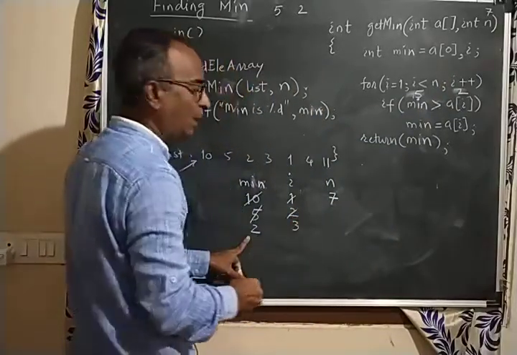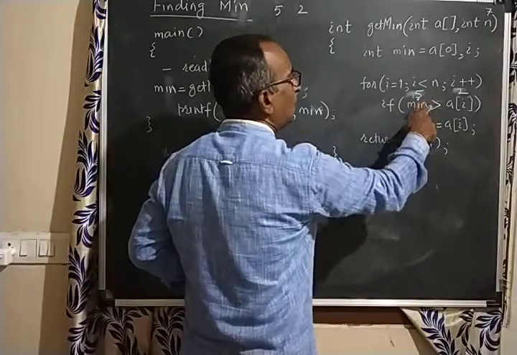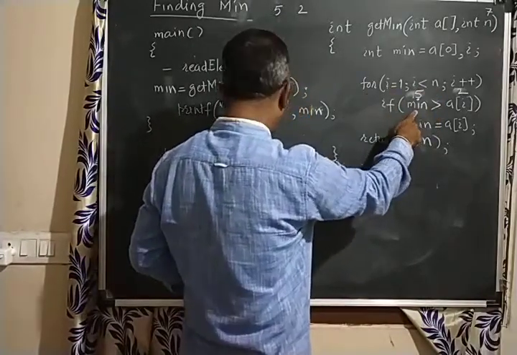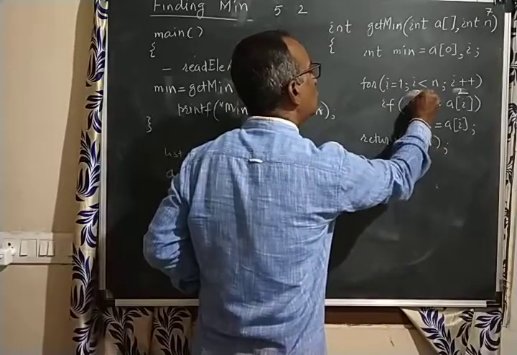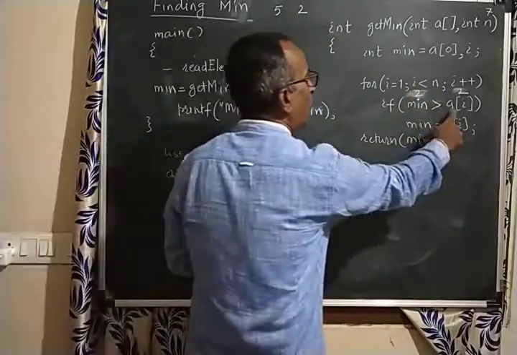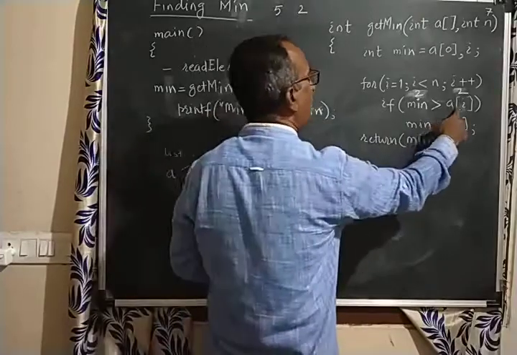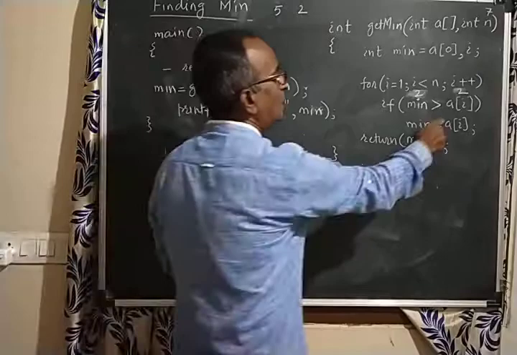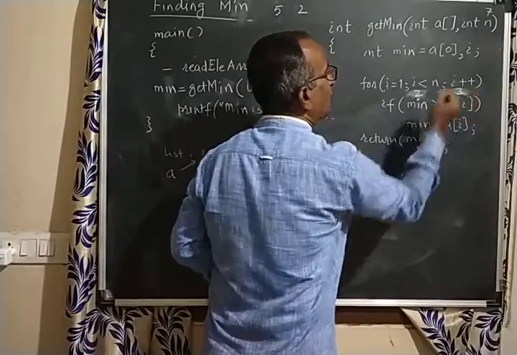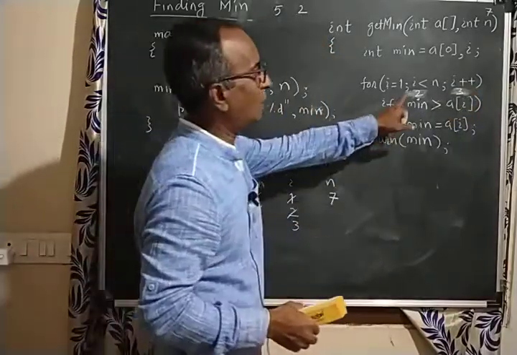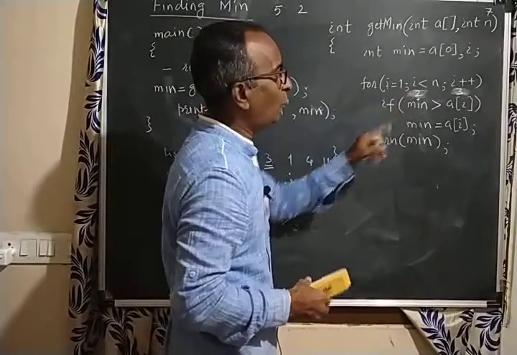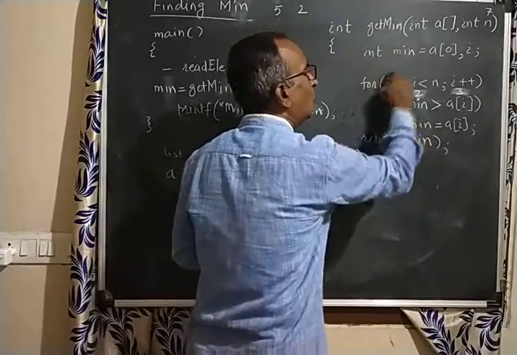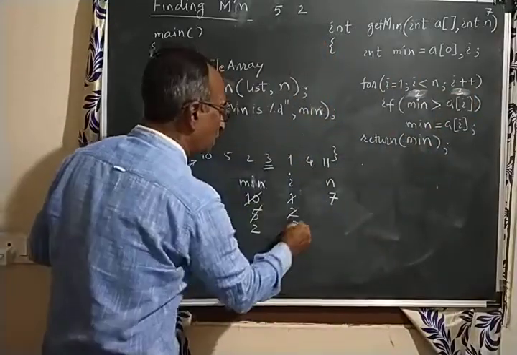Again I plus plus takes place. I will be 3. Now see, 3 is less than 7. Yes, it will go inside. What is the current minimum? Current minimum is 2. What is a of I? I value is 3. A of 3 is 3. Is the condition true or false? The condition is false here. When false, it will go again to I plus plus.